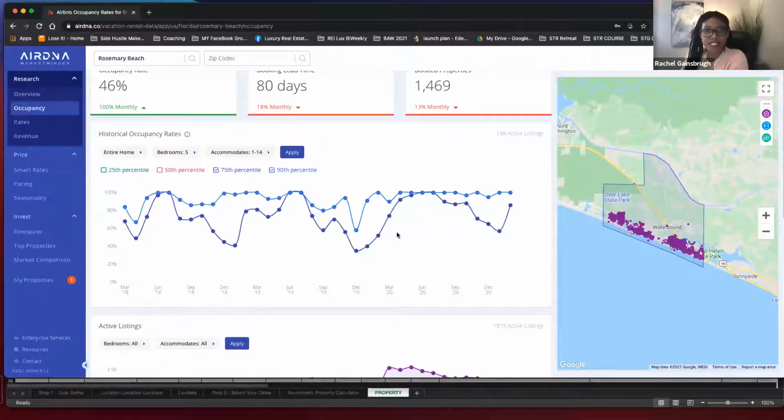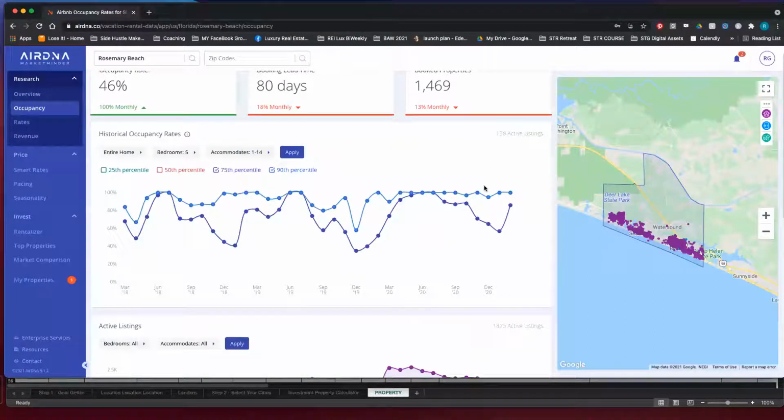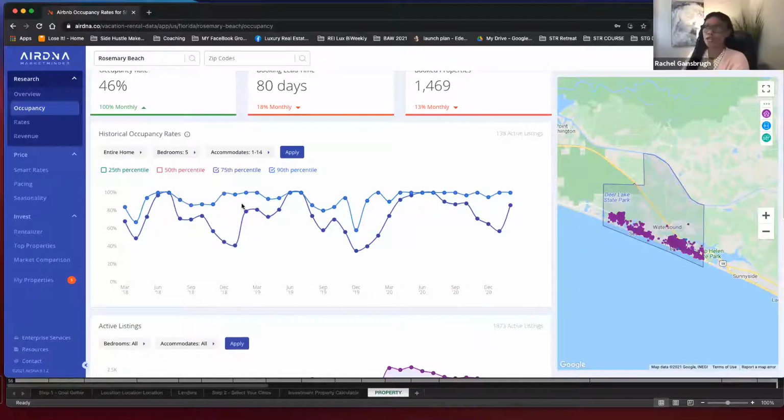Debbie, did you have a question? I do. I don't think I'm understanding the 75th and the 90th percentile as much. So when you're looking at this information, you're just assuming that you're going to be in the 75th and 90th percentile? Absolutely.